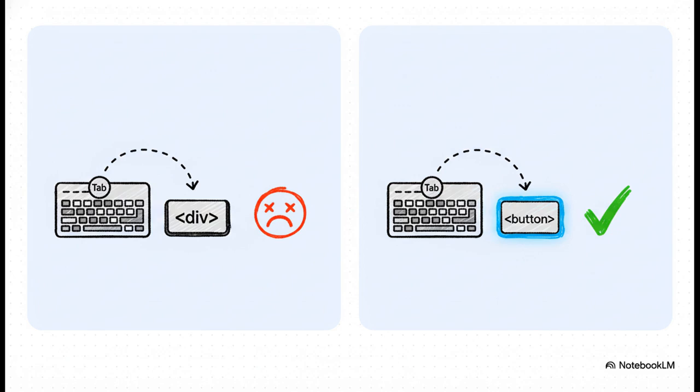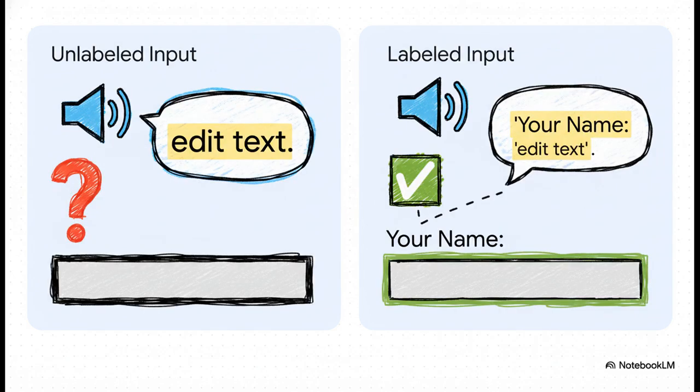No extra code needed. Forms are another perfect example of this. Without a proper label tag, a screen reader might just announce, edit text. Edit what? For what purpose? The user is left completely guessing. But when you use the for attribute to link that label to the input's ID, you create this strong connection. Now the screen reader clearly says your name, edit text. See the difference? It goes from confusing to crystal clear.